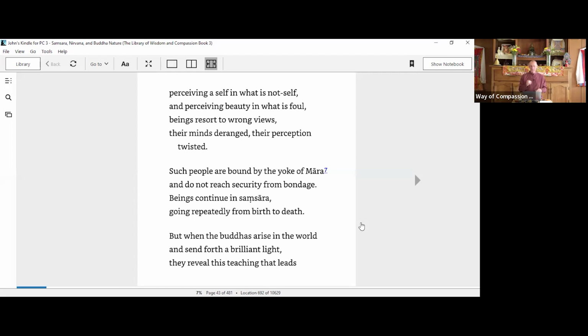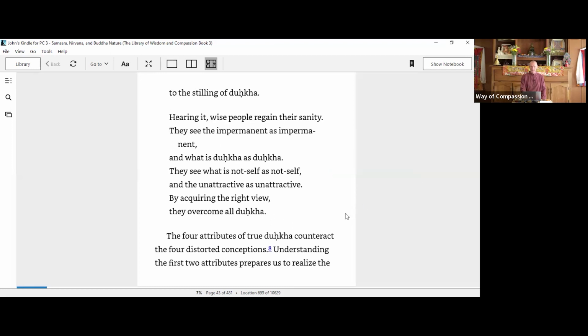Such people are bound by the yoke of Mara and do not reach security from bondage. Beings continue in samsara, going repeatedly from birth to death. But when the Buddhas arise in the world and send forth a brilliant light, they reveal this teaching that leads to the stilling of dukkha. Hearing it, wise people regain their sanity.